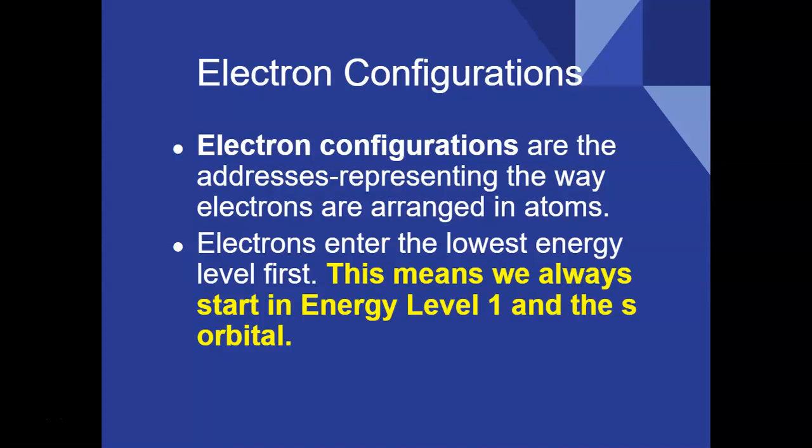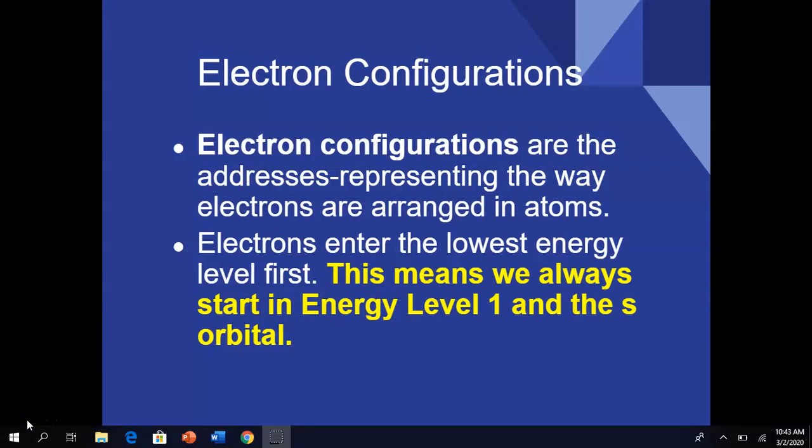So electrons enter the lowest energy level first, right? Because you always want to start with low energy and move up. Think about when you work out, you always want to warm up first. So we're going to start with our energy level 1, and we're always going to start with our s orbital. So we're going to do 1s, okay, 1s, and we're going to move from there.